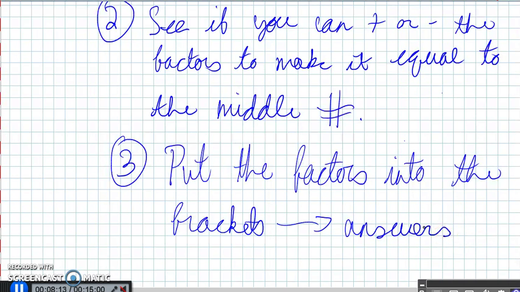Erase the S there just to make it better. Answer. Done.